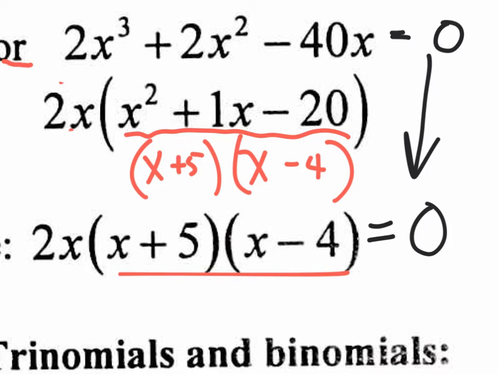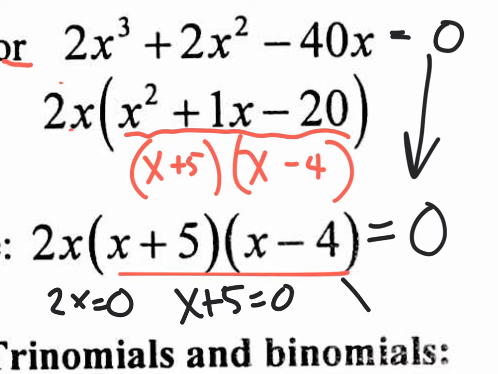Again, this is stuff from the past. Hopefully you remember. The zero product property is saying that if you have something times something times something and it equals 0, then the first something could be 0, or the second something could be 0, or the third something could be 0. So the zero product property allows you to split each of the things that you're multiplying and set them each equal to 0. So 2x could be 0, x plus 5 could be 0, and x minus 4 could be 0.